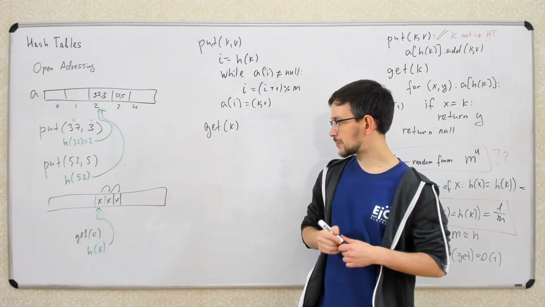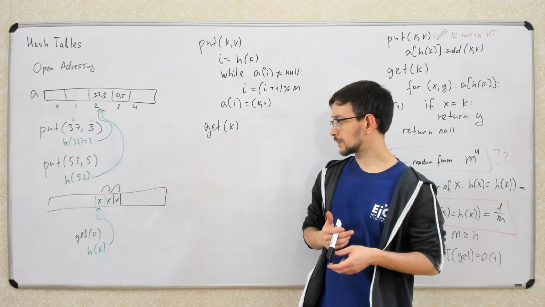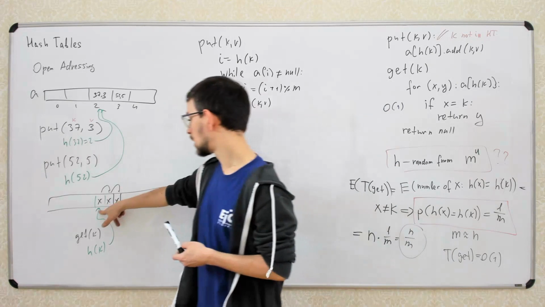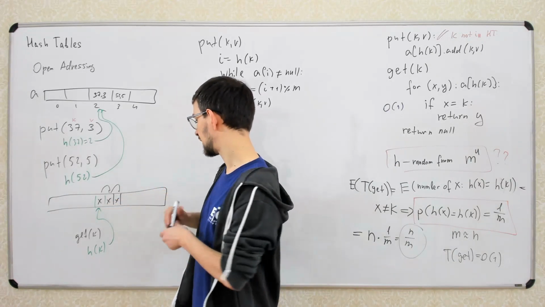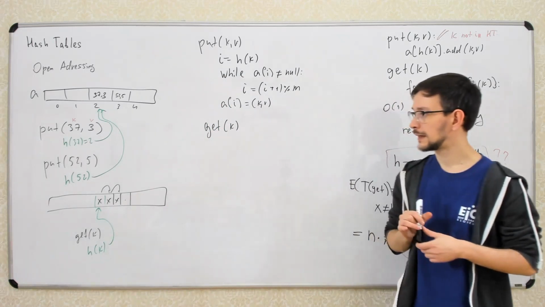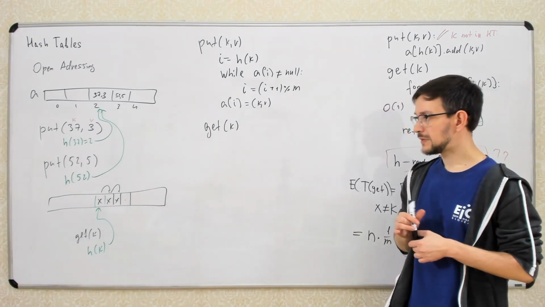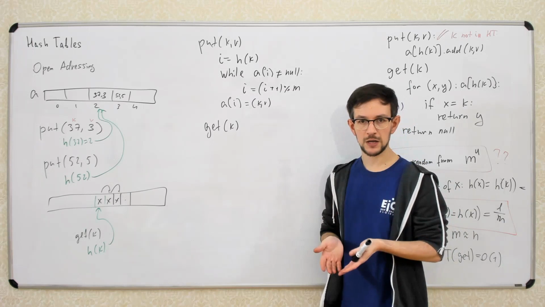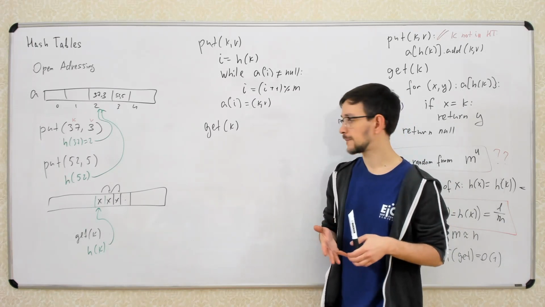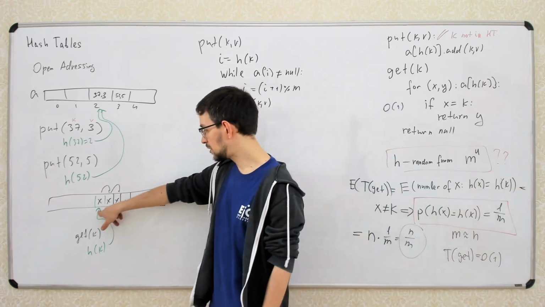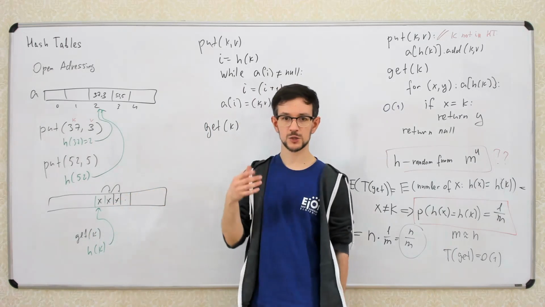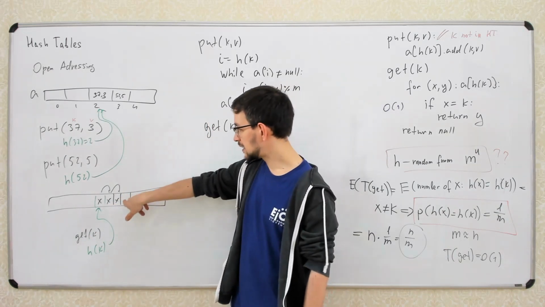When do you stop your search? You stop your search when you reach some empty cell. So if you go to the right and then find some empty cell, it means that there is no k in your hash table. So if you start from here, go to the right, these cells contain some pairs which are not k, and this cell is empty.